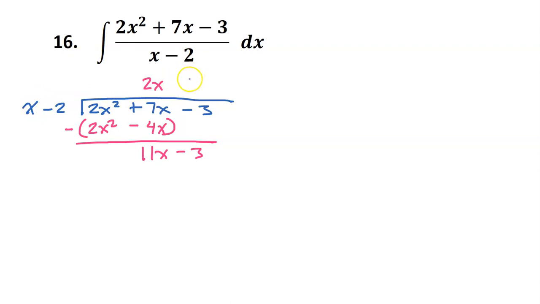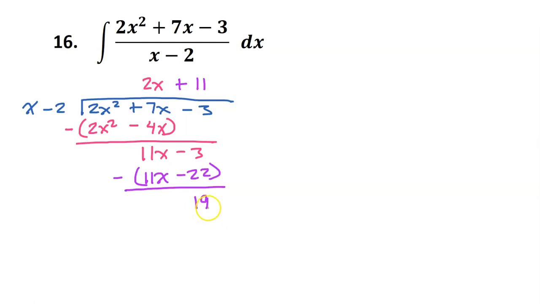So x times what is 11x? So that's going to be 11. Take your 11 and do the distributive property. So 11 times x is 11x, and 11 times negative 2 is negative 22. And again, you subtract. So 11x minus 11x is 0. Negative 3 minus negative 22 is negative 3 plus 22, which is 19.